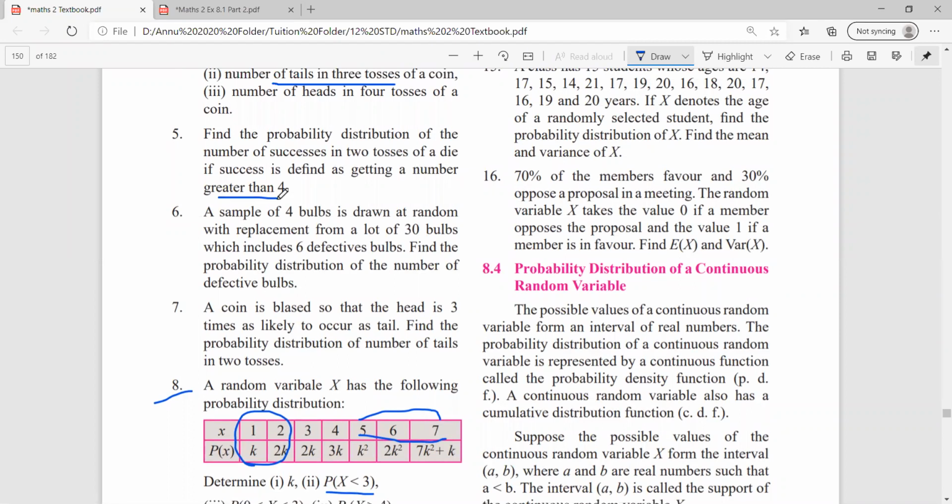So very simple sum. You have to explain the probability distribution table of throwing dices 2 times. You're tossing a die 2 times. And the success is you should get a number greater than 4. Now possibility is what? 2 times means you can get 2 numbers which are greater than 4. Also there's a possibility that you will get only 1 number which is greater than 4. और एक possibility हो सकता है both the numbers are smaller than 4. Correct?